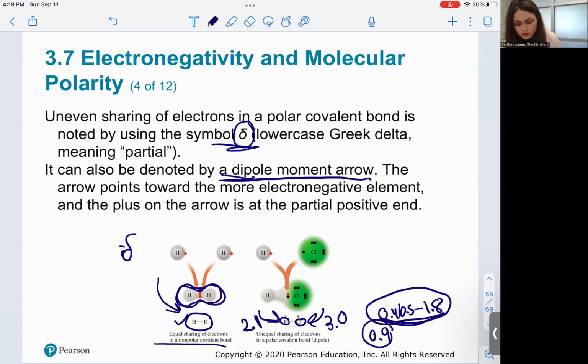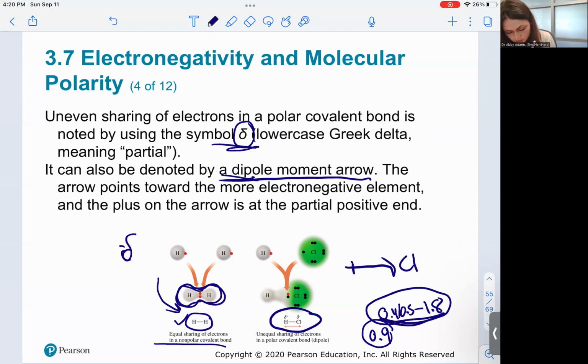Okay, so when you have this, you see that there is this dipole arrow also pointing towards chlorine. So this means that more of the electronegativity, more of the charge, the electron is spending more time with chlorine than it is close to hydrogen. So that hydrogen then is going to have a partial positive charge. All right. So you can use the dipole arrow that way.